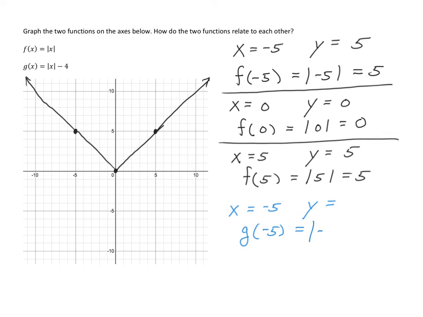Okay, so you put -5 into x for this function here. So that's going to be the absolute value of -5 minus 4. Well, the absolute value of -5 is 5, minus 4, and 5 minus 4 is 1. All this work means that when x is equal to -5, the y value of the function g is equal to 1. So at -5, I'm going to plot 1.